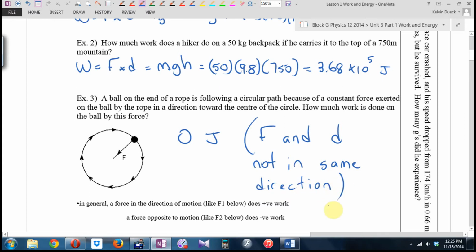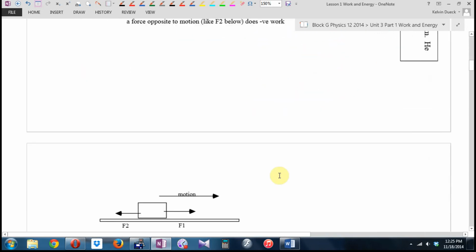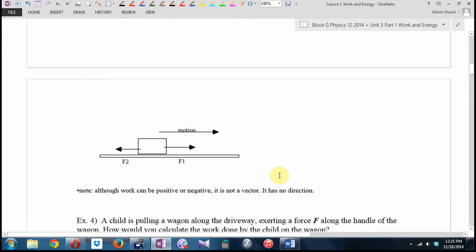Work is a scalar, but that doesn't mean it has to be positive. It can be negative. All that means is if you get negative work, you lost energy. Positive work, gain energy. But those are both magnitudes. Lost energy, you have less, not a direction. But in general, a force in the direction of motion does positive work because it tends to give energy to the object. A force in the opposite direction of motion does negative work because it tends to bleed energy from the object. Like that picture there. So, although work can be positive or negative, it's not a vector. It has no direction.